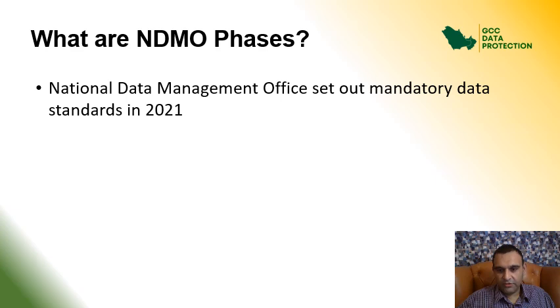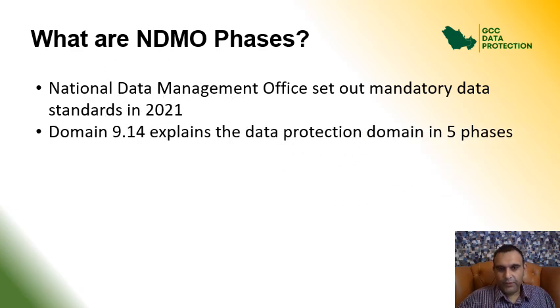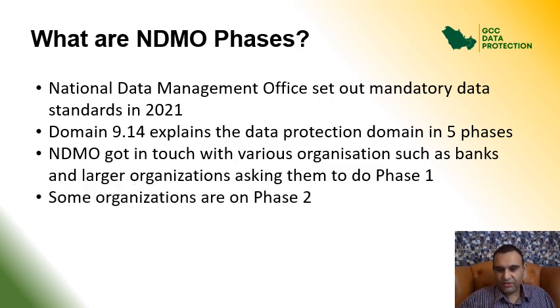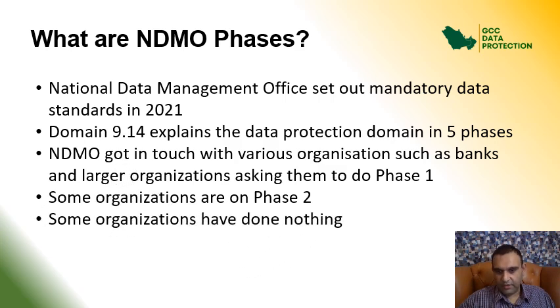These apply generally to central government, to very highly regulated authorities and organizations, such as the financial sector, some health sector, etc. Most commercial organizations are not really going to have to comply with these, but they set out their standards in 2021. Within this, Domain 9.14 explains the data protection domain in 5 phases. Confusingly, NDMO got in touch with various organizations to ask them to do phase 1. Some organizations are on phase 2, and some have done nothing so far, as far as we can see.